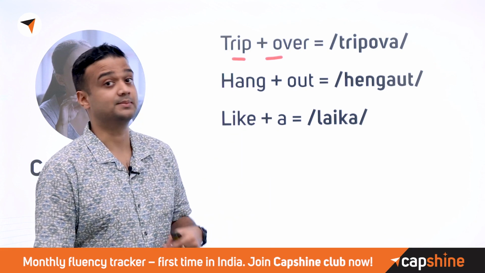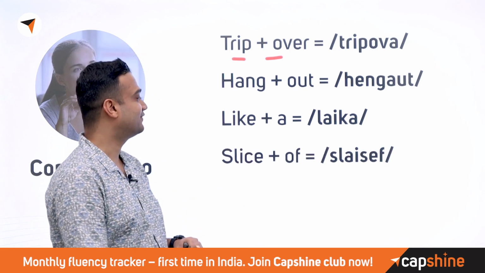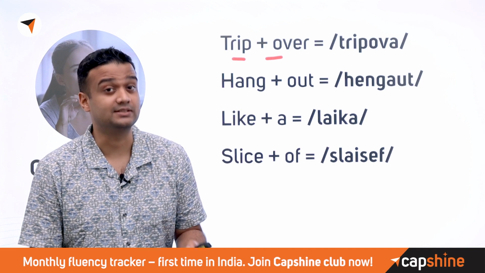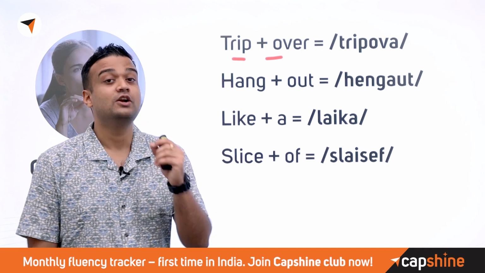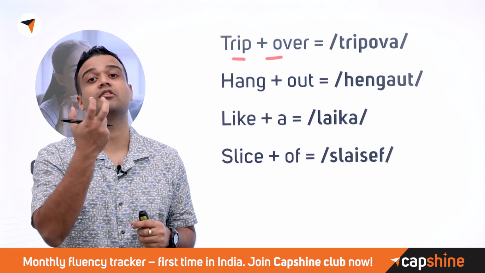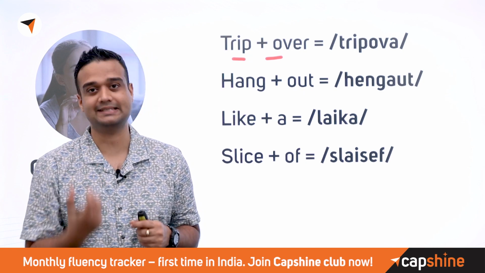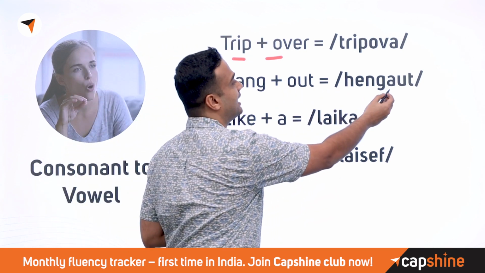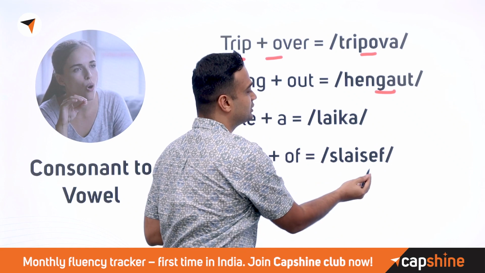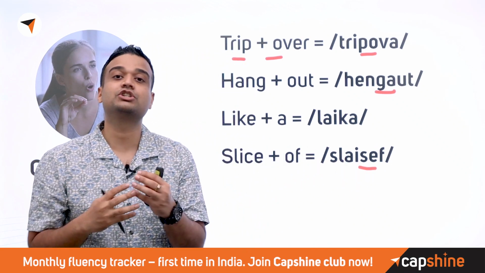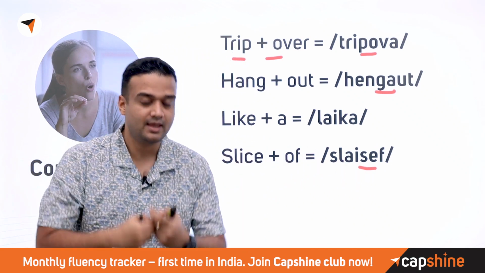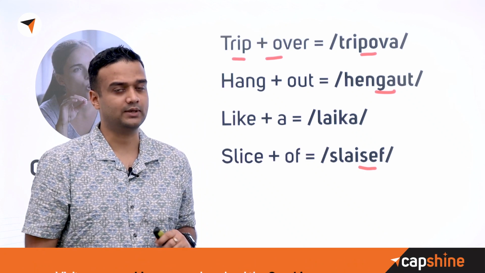Like becomes liker. And of course, slice and off becomes slicer. Slicer. Notice how there's a softening of the vowel sound in each of these instances, right? Each of these have a softer vowel sound to make sure that the linking happens. Think of other situations where this happens as well.